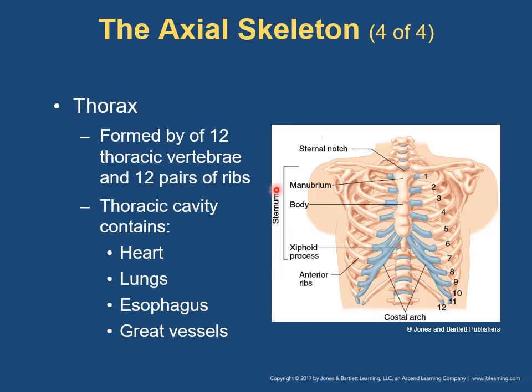Your thorax. The thoracic cavity contains the heart, lungs, esophagus, and great vessels, which are the aorta and the vena cava. It is formed by 12 thoracic vertebrae and 12 pairs of ribs. You see them numbered here, 1 through 12.